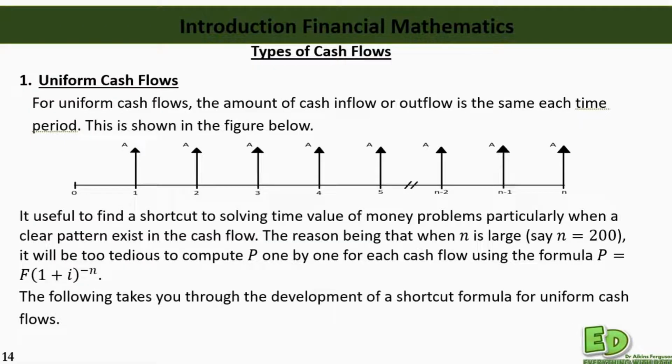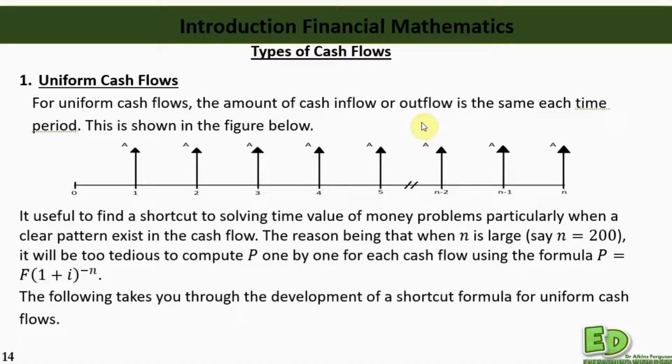Right. Here we have the types of cash flow. The first one is the uniform cash flow. Uniform cash flow refers to cash inflow and outflow of the same amount received each time period. It means that for uniform cash flow, you are receiving the same amount each year. The inflow and outflow are the same.